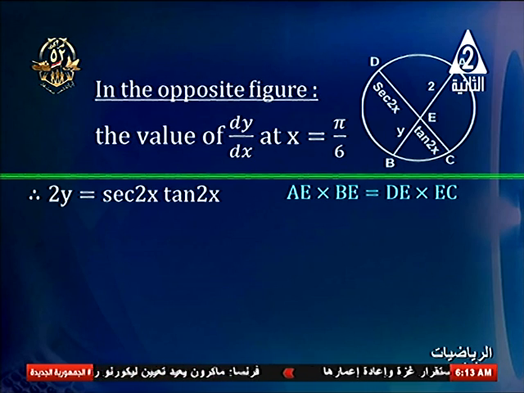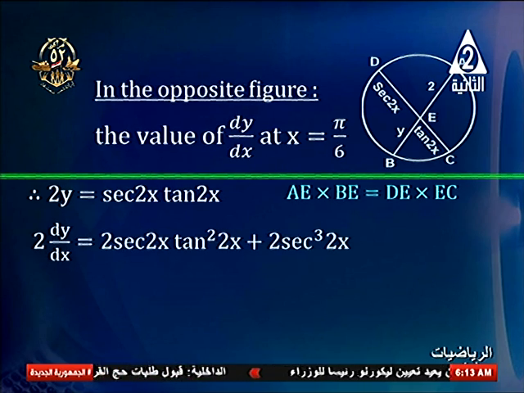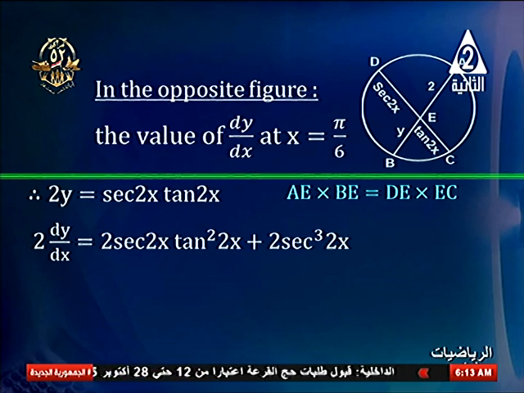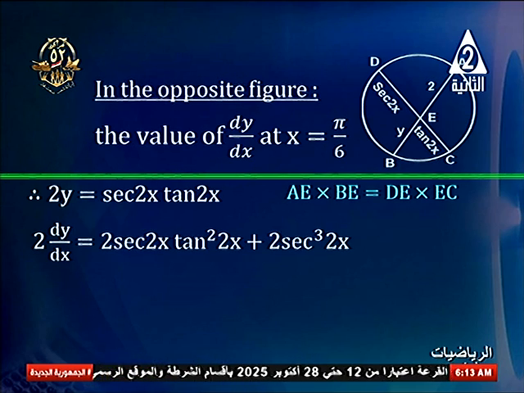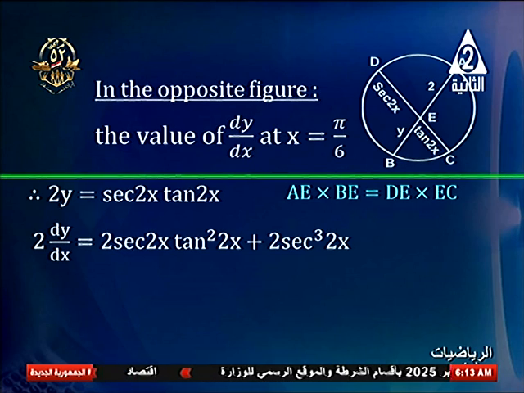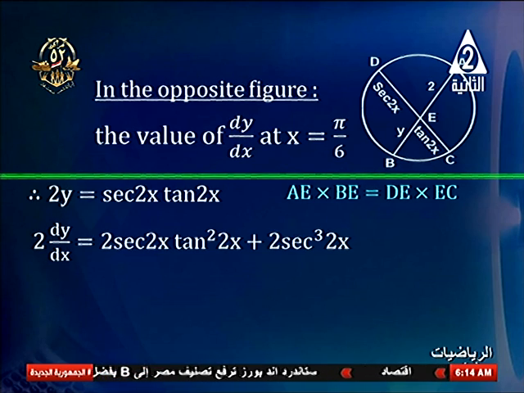In this case, we know that y equals sec 2x tan 2x. Left hand side, what is the differentiation? 2 dy over dx. What is the differentiation of the right hand side? What is the differentiation of sec?